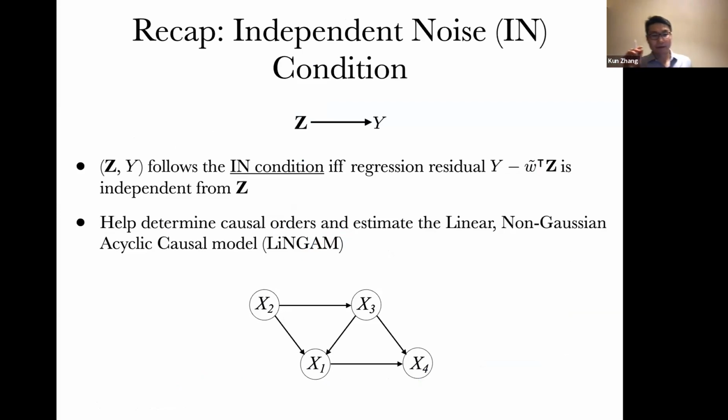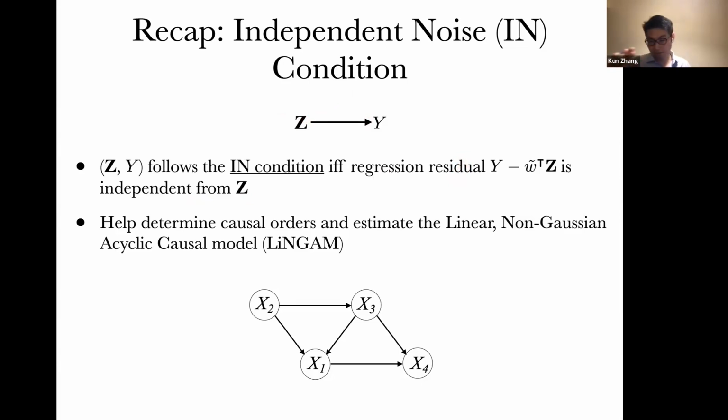Okay, so before talking about the methods to deal with latent confounders in the linear non-Gaussian case, let's have another look at the independent noise condition. Basically, this is very simple. Suppose Z causes Y without a latent common cause for them. Then the regression residual of regressing Y on Z, which provides an estimate of the underlying noise term in the causal model, should be independent from the predictor Z, as you can see from here. So the regression residual is independent from Z. And if the causal direction is wrong, or if they share some latent common causes, we can show that the regression residual will not be independent from Z.